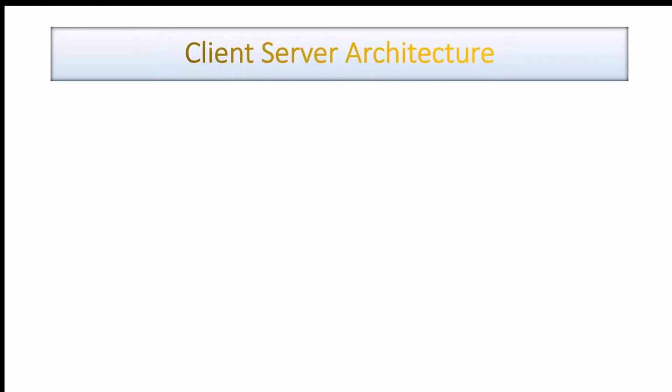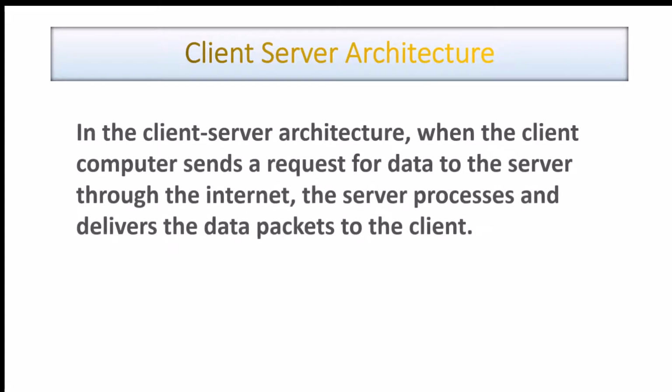In the client server architecture, when the client's computer sends a request for data to the server through the internet, the server processes and delivers the data packets to the client. So the server can simultaneously service a number of clients. Every client sends its request to the server, then the server accepts the request and uses its resources to get a response for that particular client, and those responses will be sent to the client through data packets. This is the way the client and server communicate with each other.